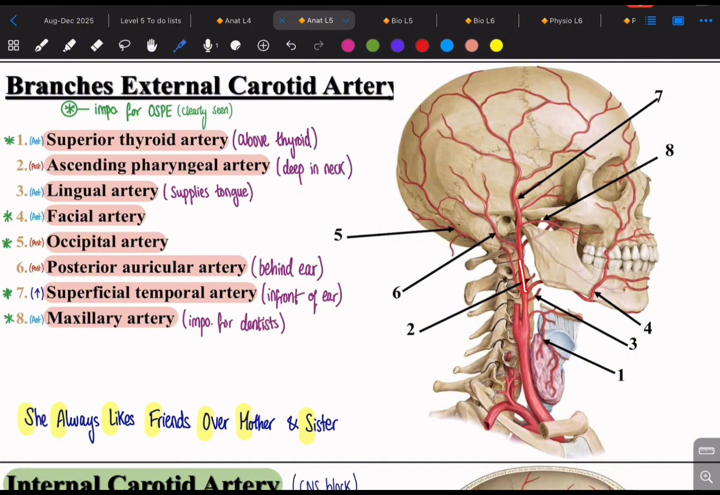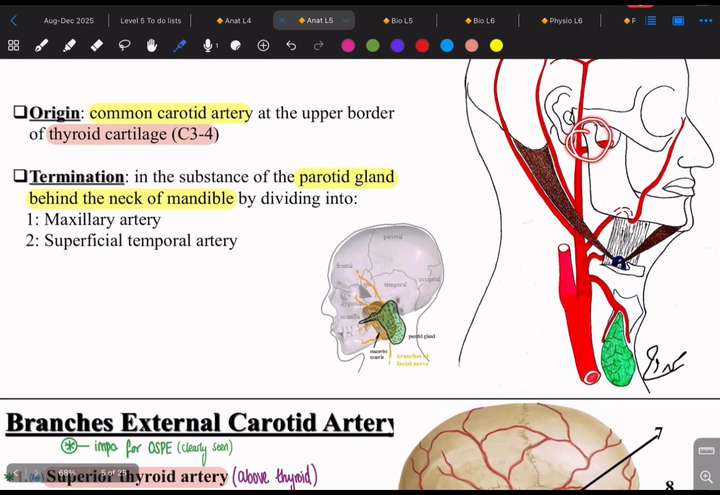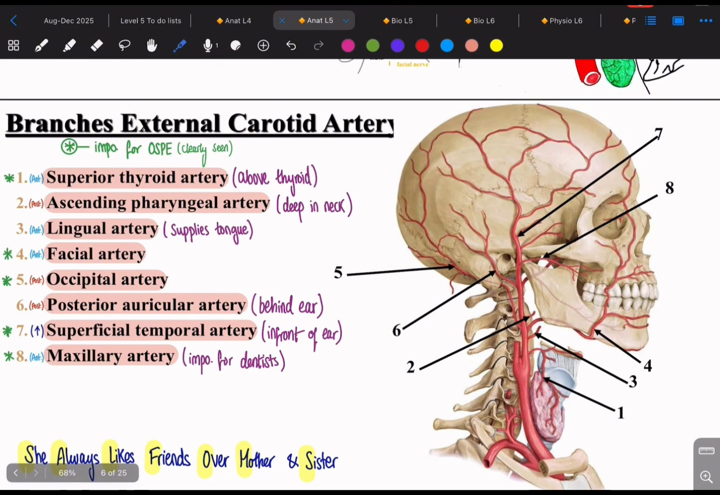Then we're going to continue upwards. As we move up again, where are we going to reach? We're going to reach the neck of the mandible. And if you remember, we mentioned here the neck of the mandible is the area where the termination for the external carotid artery occurs, right? So we said it terminates into 2 branches. What are the 2 branches?